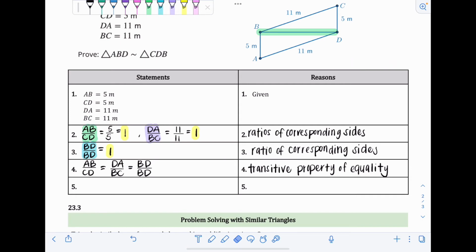Okay, and now that we've said all of their proportions are equal, that's enough to say that the 2 triangles are similar. Remember, our finishing statement should always be what we're trying to prove. So triangle ABD is similar to triangle CDB. And the reason is the side-side-side similarity theorem, because we proved that all 3 sides had ratios that were equal to each other. So side, side, side, similarity theorem.